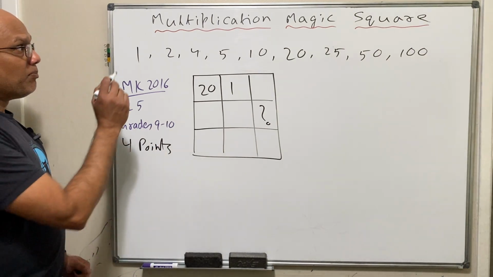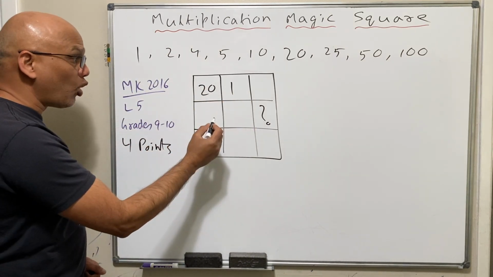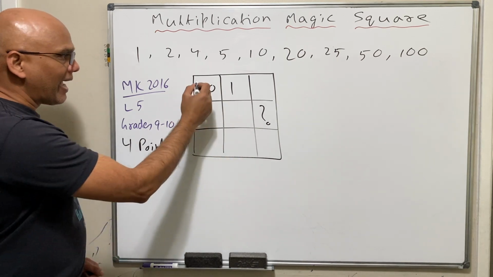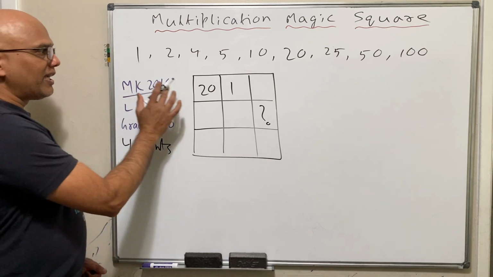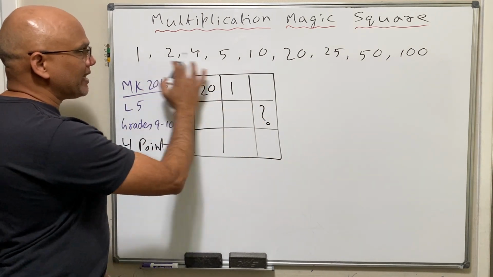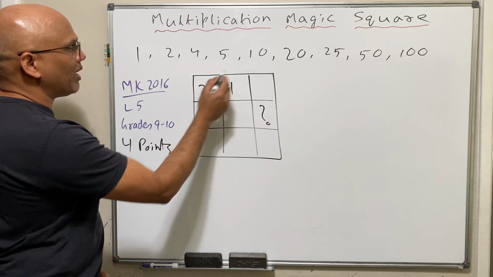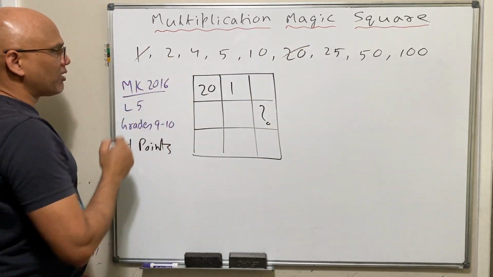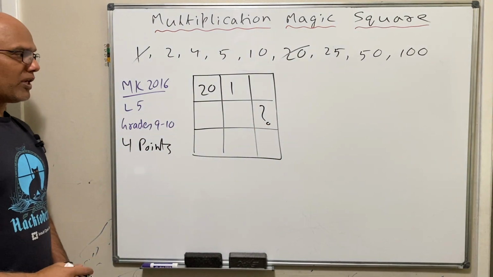Alright, this is a multiplication magic square, meaning the product of numbers in each row, each column and each diagonal have to be the same. There are a total of 9 smaller squares and there are 9 numbers. 2 numbers are already filled, 20 and 1, so let me cross those. They are already taken, and we need to find what should be that number with a question mark.